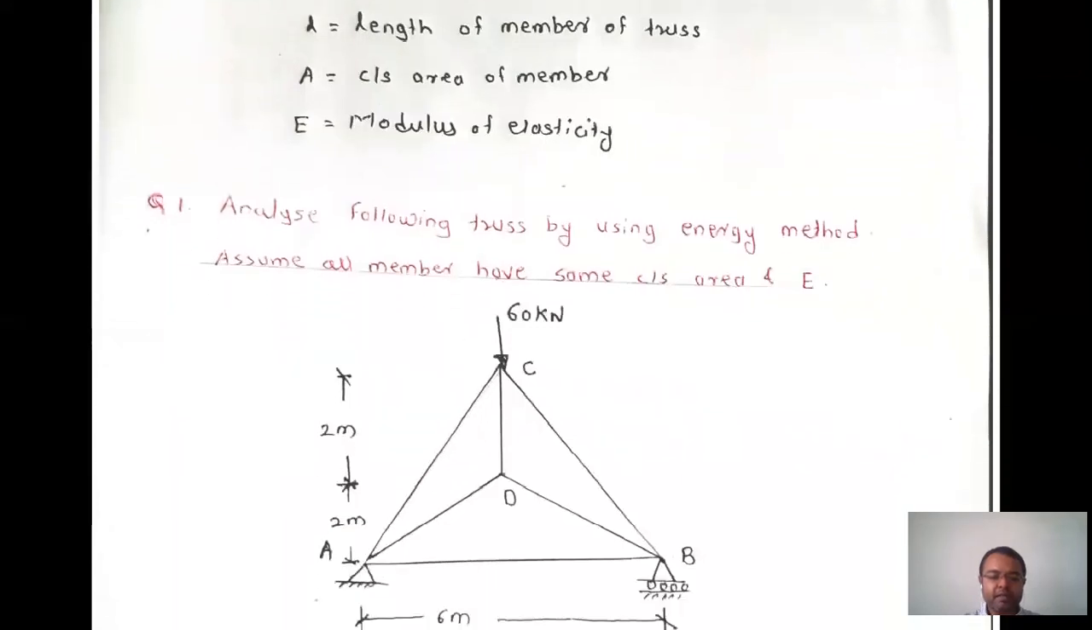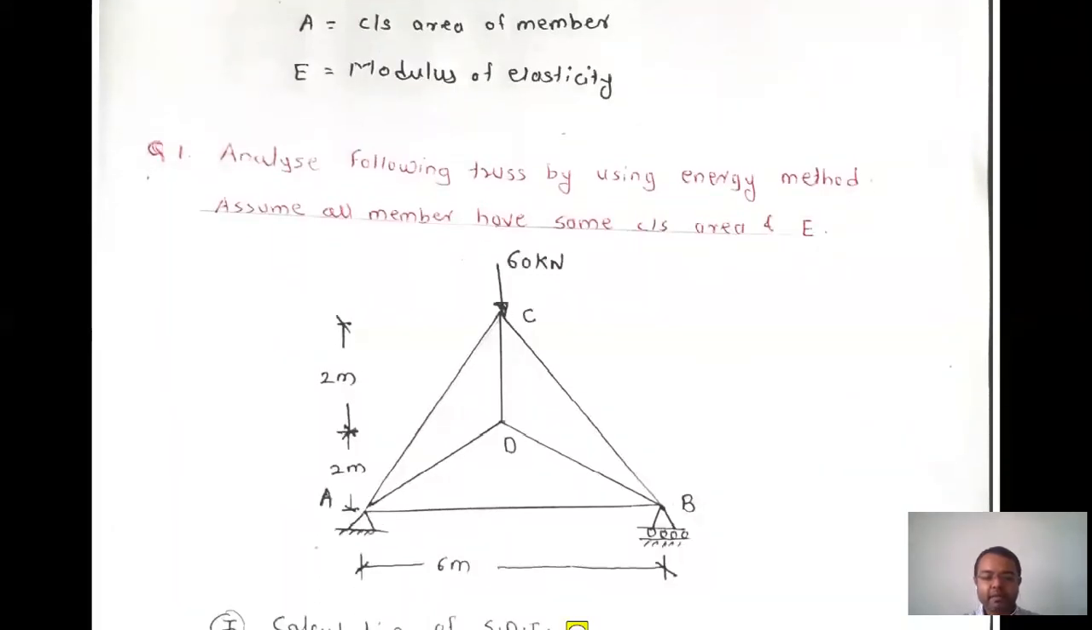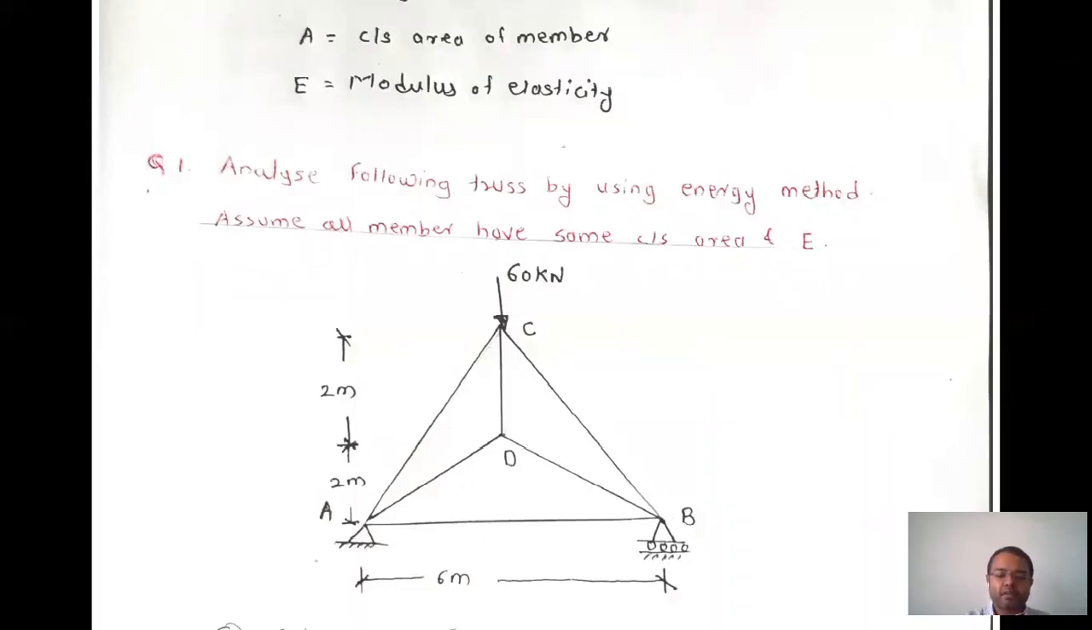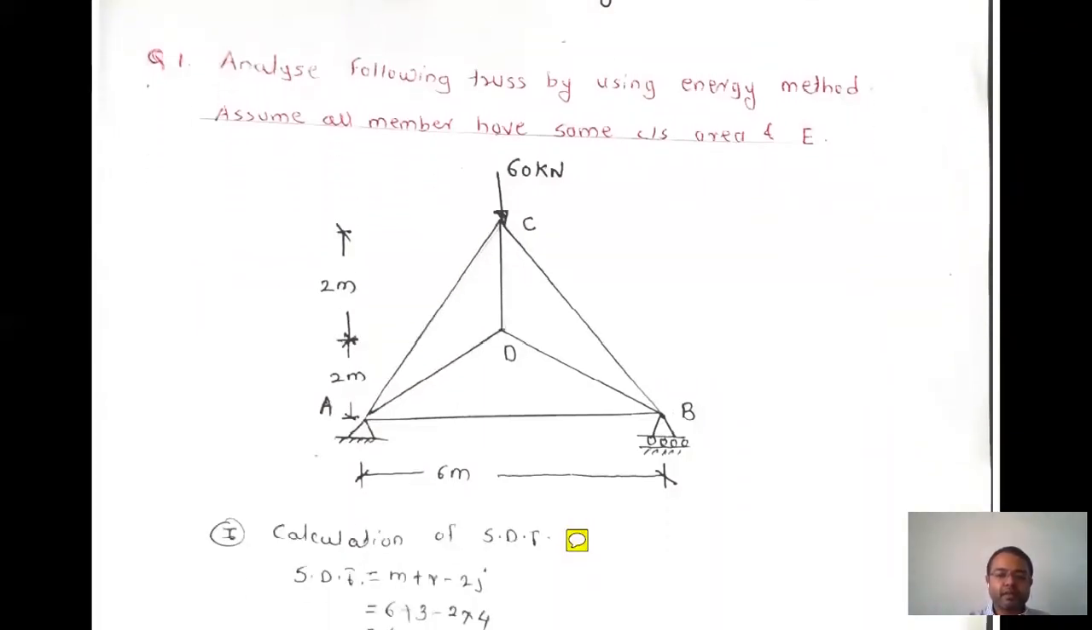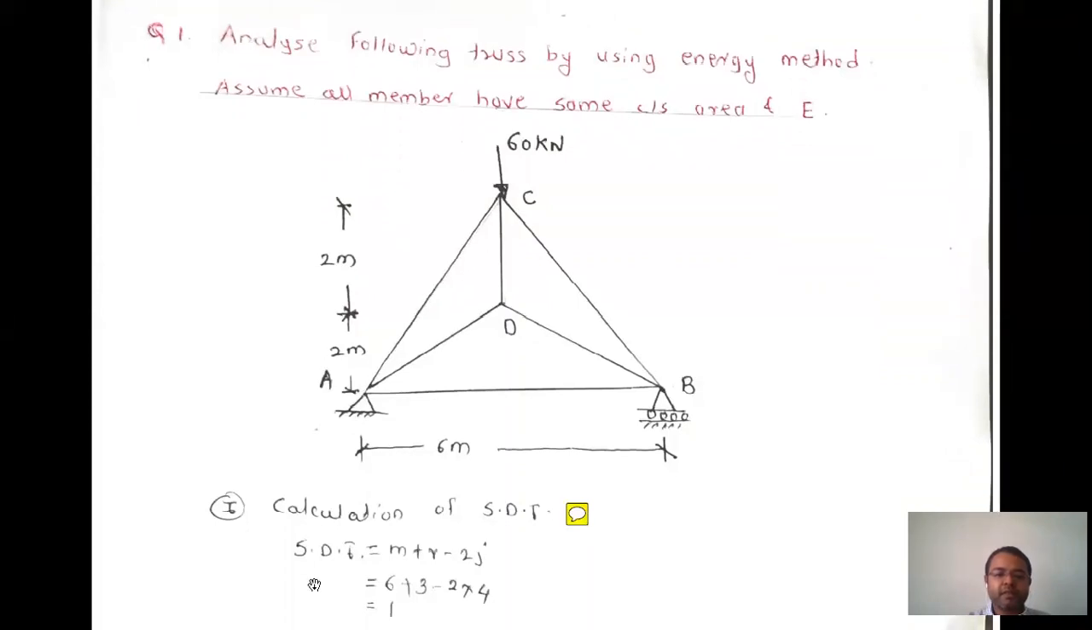In this lecture we'll consider one problem regarding your syllabus. You are given one indeterminate type of truss. Analyze the following truss by using strain energy method. Assume all the members have the same cross section and modulus of elasticity. Of course, the only change is in the length of every member.